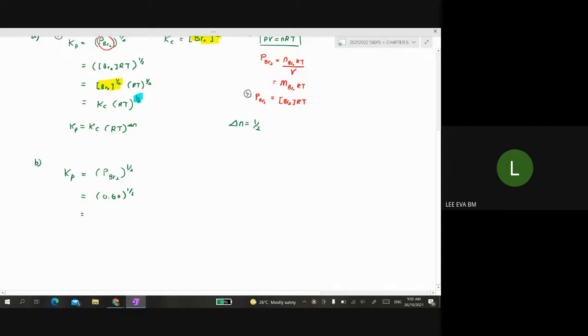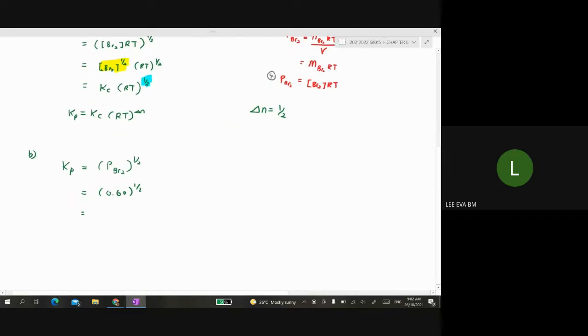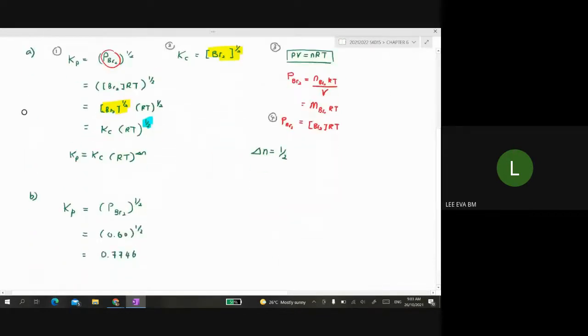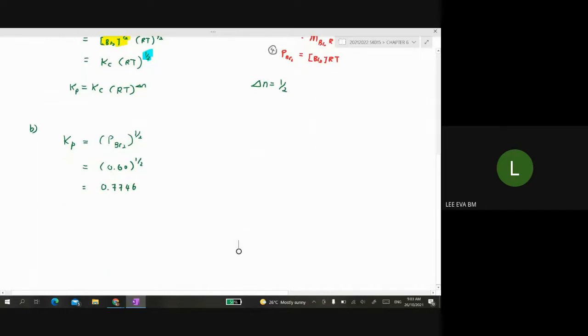Bagi madam value ni dulu. Kp value apa dia? 0.7746. Very good. 0.7746. Okay. Everyone get it? Dapat. Okay. Macam mana nak dapat Kc? Tak ada concentration pun, madam. Concentration biar tu tak ada. Kita nak cari Kc macam mana?